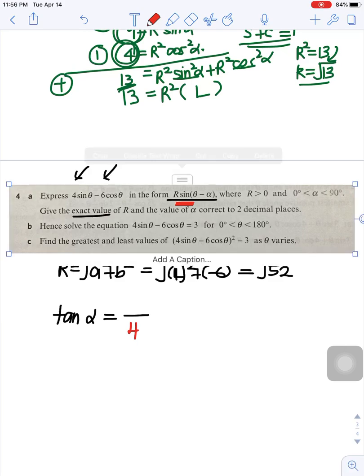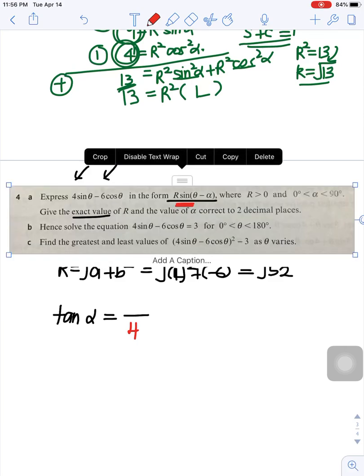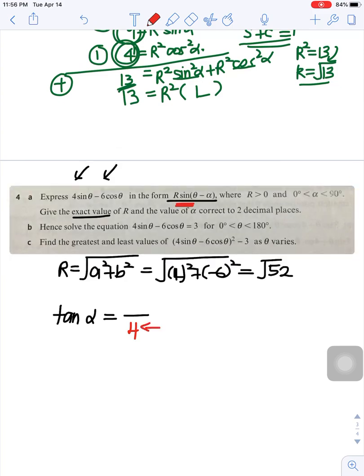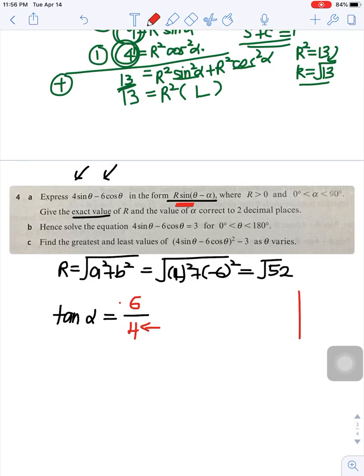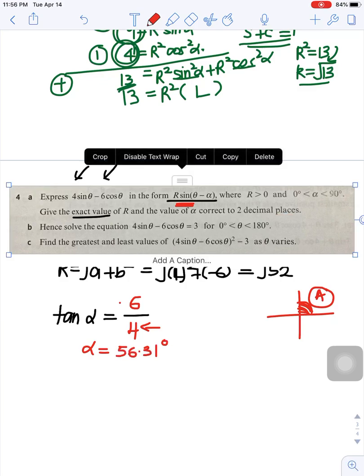Whatever is similar to the format which needs to be expressed, that coefficient will go down here. And then you take the remaining one and put it on top. Do not put the negative because you only want the acute angle. In the first quadrant where the acute angle lies, everything is positive. So you neglect the negative and then you find the alpha value. 56.31 degrees, 2 decimal places.